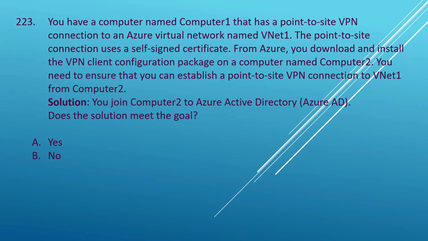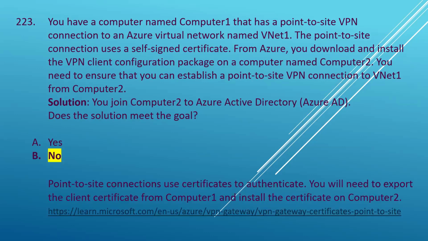Joining computer 2 to Azure Active Directory or Entra ID does not address the issue of establishing a point-to-site VPN connection to VNet1 from computer 2. To ensure that you can establish a point-to-site VPN connection to VNet1 from computer 2, you need to import or install the self-signed certificate used for the point-to-site VPN connection on computer 2. Simply joining computer 2 to Azure AD won't automatically handle the VPN connection setup.